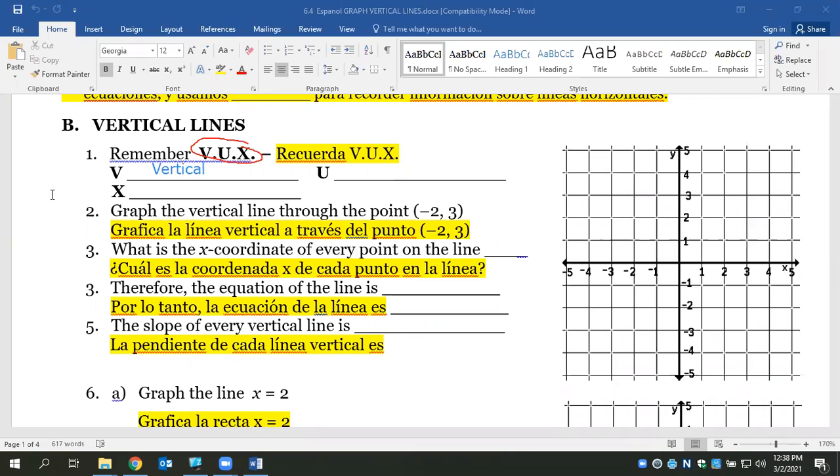Why do we say vertical? Because a line is going to go up and down. It's going to be a straight up and down line. That's a vertical. Okay. All right. So V is for vertical. And what's the U for? That's for undefined. Okay. So straight up and down is a vertical line. It's an undefined slope. And what axis do we deal with? It's going to be on the x-axis.